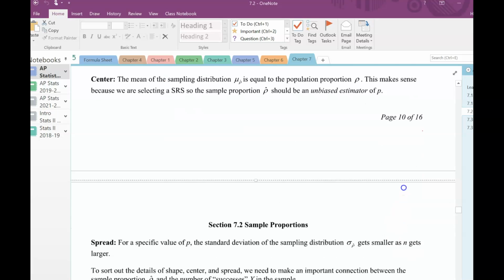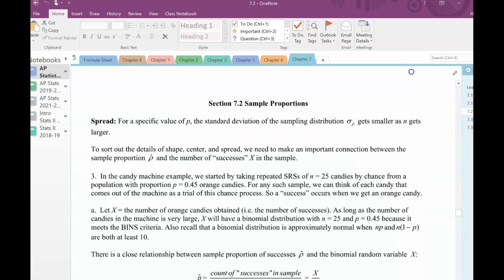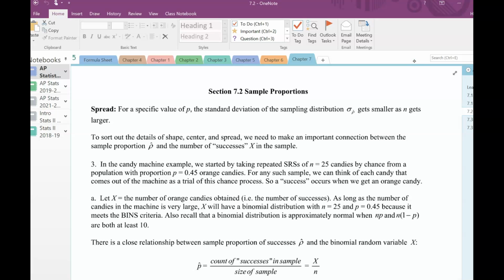On the next page, the spread, the variability, the standard deviation. For a specific value of p, the population parameter, the standard deviation of the sampling distribution gets smaller as n gets larger. To sort out the details of shape, center, and spread, we need to make an important connection between the sample proportion p hat and the number of successes in the sample.